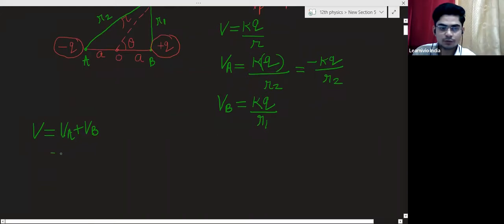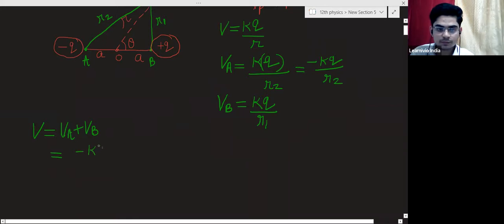What is the value of VA? VA is minus KQ divided by R. This is not R square, this is R suffix 2. R suffix 2 means, like 1 is here, 2 is here, so R2. Now we will put the value of VB, KQ divided by R1.